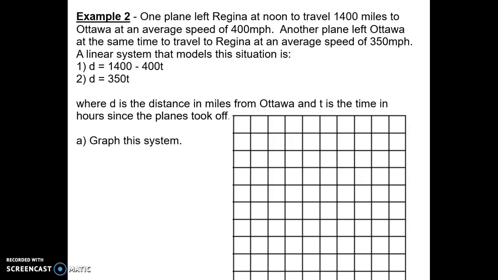and those are represented by these two situations. So this is plane 1 and this is plane 2. So we have the equations. D is the distance in miles from Ottawa, and T is the time in hours since the plane took off.